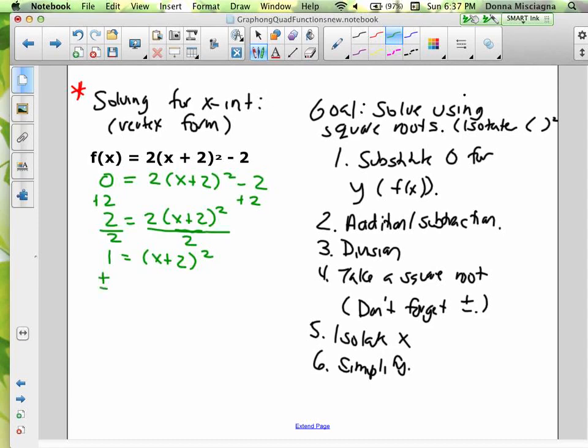All right, so we got plus or minus square root of 1 equals the square root of x plus 2 squared. So 1, that's a perfect square. So we have plus or minus 1, the square root of 1 is 1, equals square and square root cancel, so now you have an x plus 2.